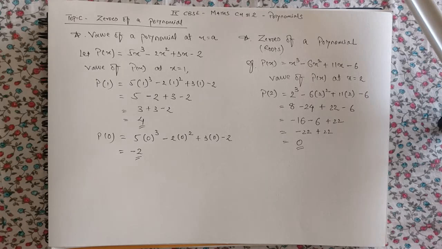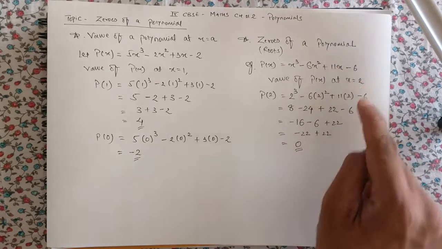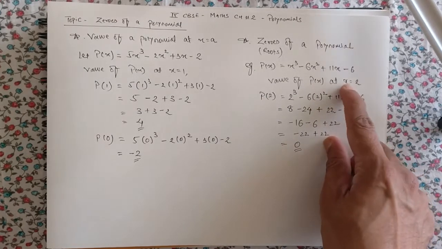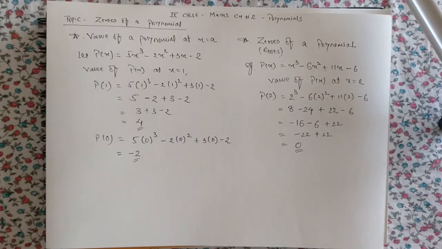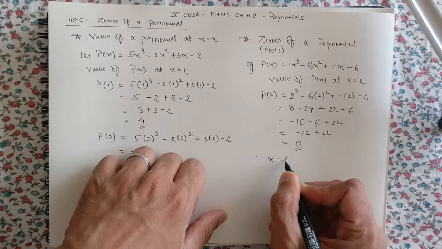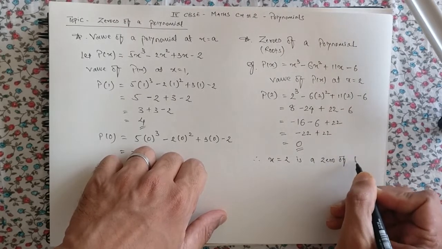What I'm saying is, zero of a polynomial is a value of x. Why that particular value? Because if you put that value of x in the polynomial, you get the answer as 0. So for whichever value of x you get the value of the polynomial as 0, that value of x is known as zero of the polynomial, or root of that polynomial. Therefore x is equal to 2 is a zero of polynomial p of x.